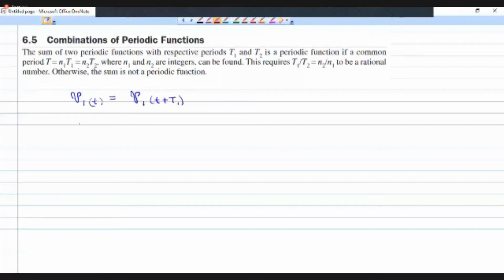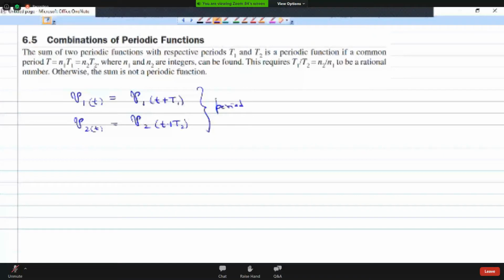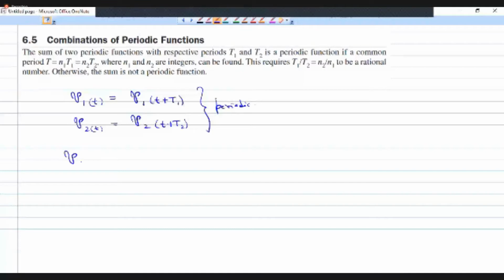And let us say we have another function v2 of t, which is also periodic. So I can represent this as equal to v2 of t plus T2. Why did I write this? Because we are considering that v1 and v2 are periodic functions. Now my question is, what happens when I add up these two voltages? Let us say the new function is v of t, which is the sum of v1 of t and v2 of t.